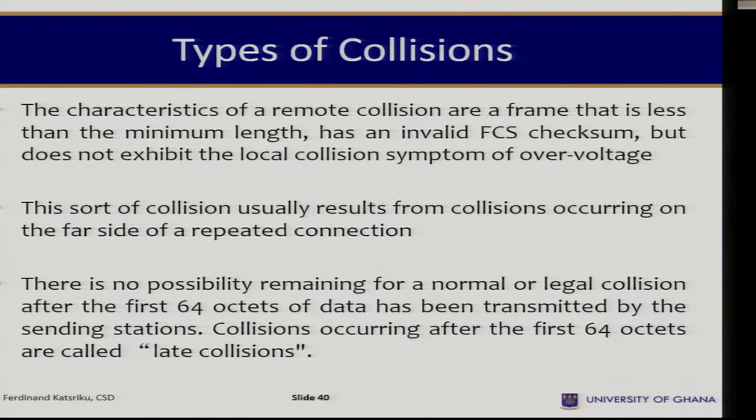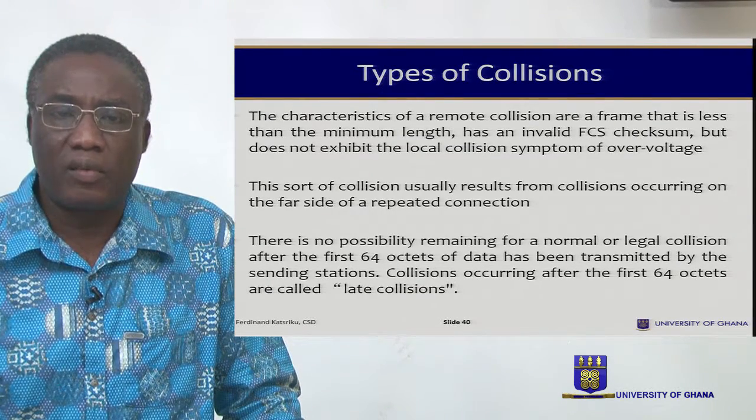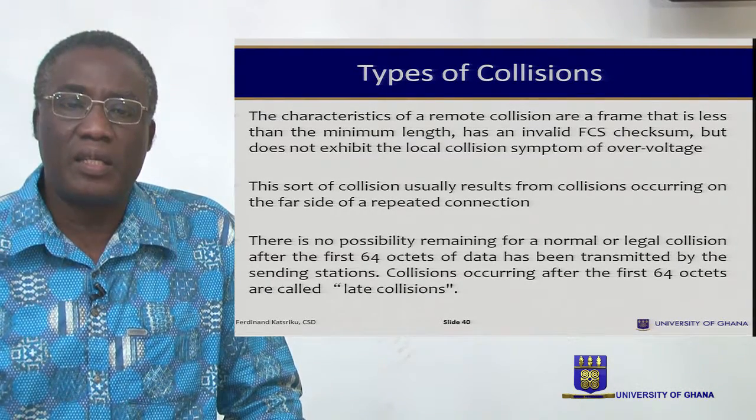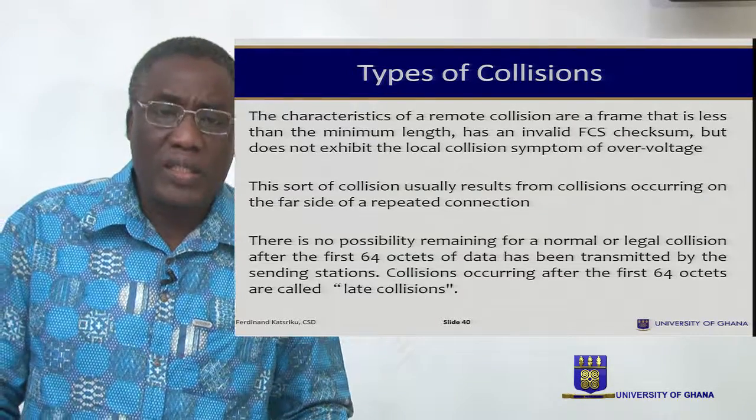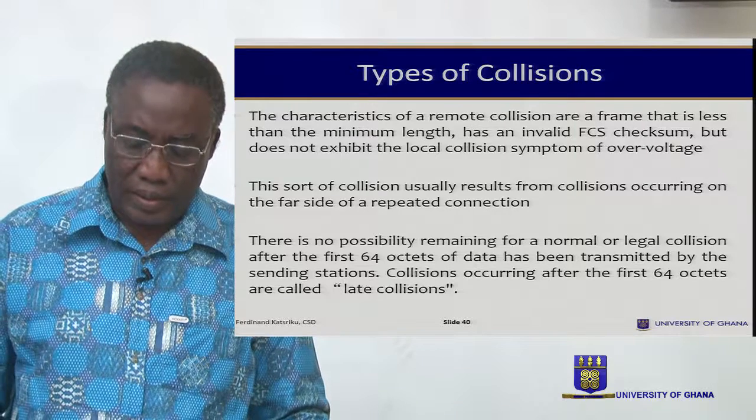The characteristics of a remote collision are a frame that is less than the minimum length and has an invalid FCS checksum, but does not exhibit the local collision symptom of overvoltage. This sort of collision usually results from collisions occurring on the far side of a repeated connection. There is no possibility remaining for a normal or legal collision after the first 64 octets of data have been transmitted by the sending stations. Collisions that occur after the first 64 octets are called late collisions.